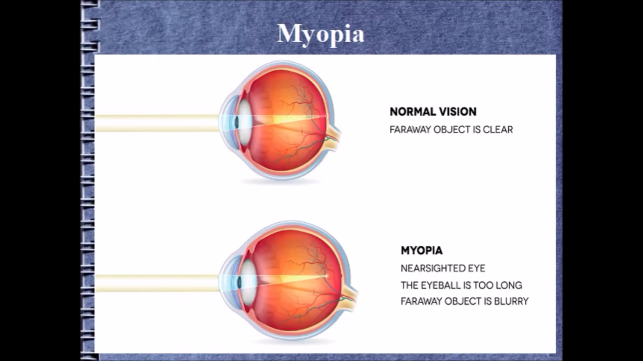Moving on, now we have myopia. So here's a picture of an eyeball with myopia compared with an eyeball with normal vision. As you can see, with the normal eyeball, the light enters the eye and goes to the back of the eye, whereas with myopia, a nearsighted eye, the eyeball is too long and the light doesn't reach all the way to the back of the eye, so the image becomes blurry and the object appears blurry.